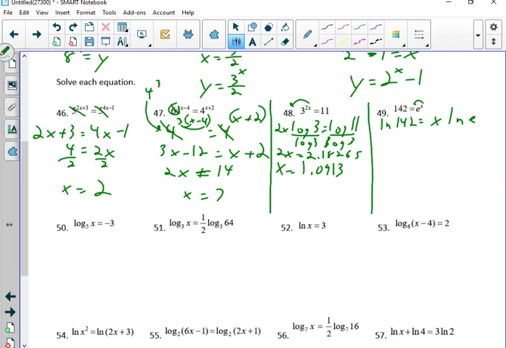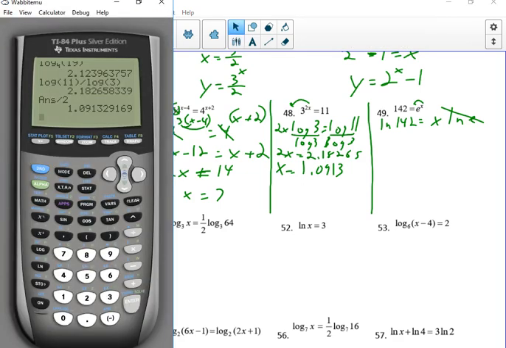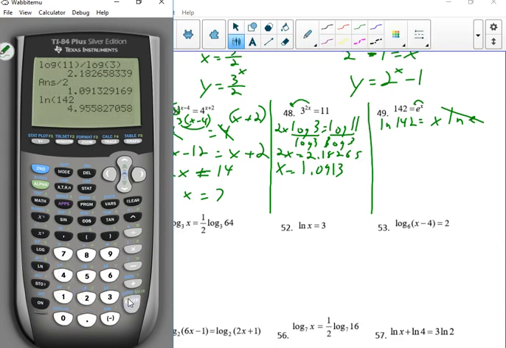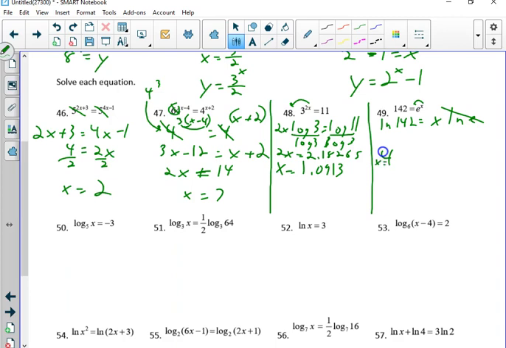Remember, what is ln e? That's just 1. So basically, x is just ln of 142. You literally just type in your calculator, ln 142, enter, and get x equals 4.9558. That's all.